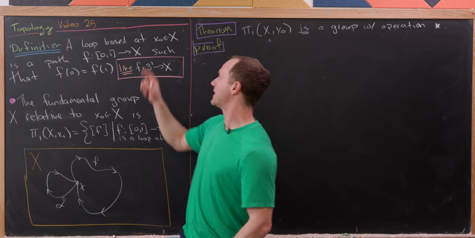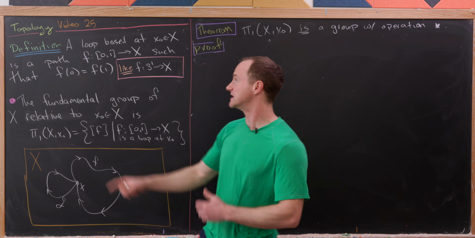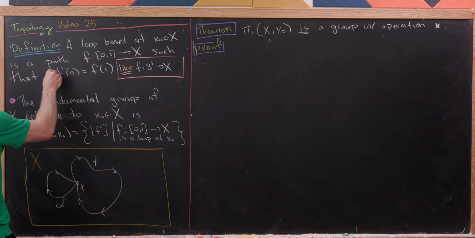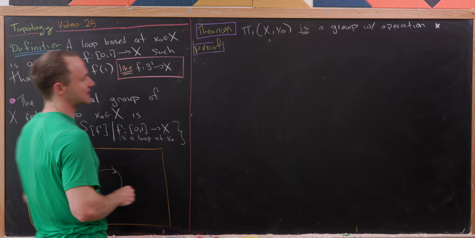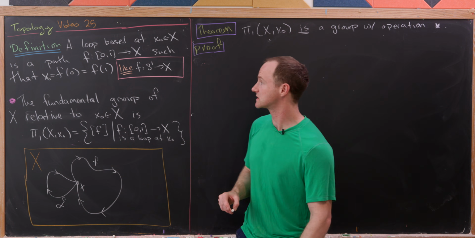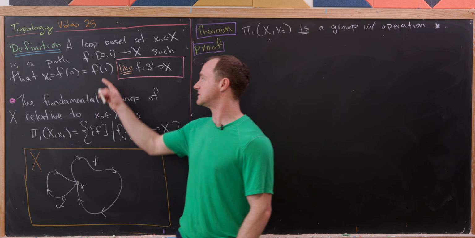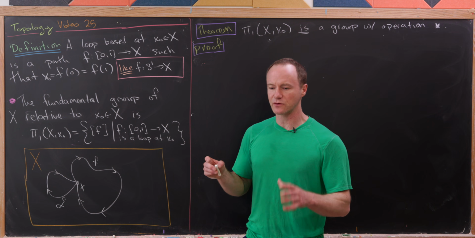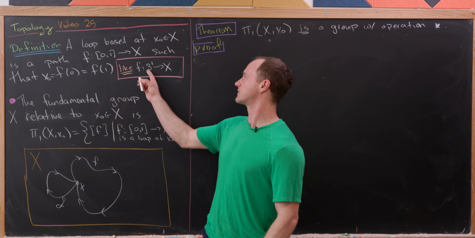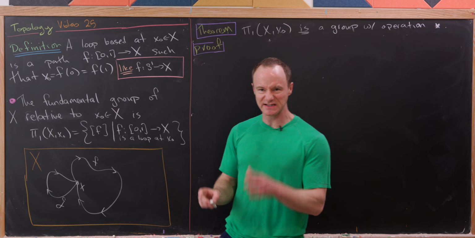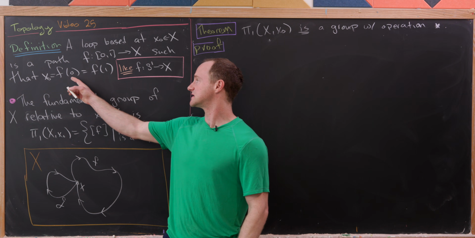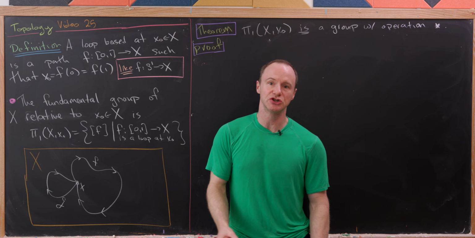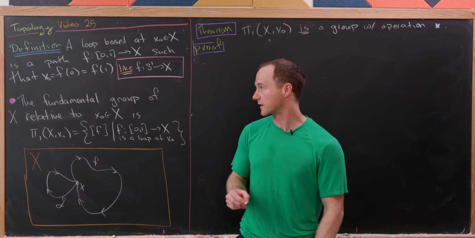A loop based at a point x naught is a path that simply begins and ends at x naught. So that means it's a continuous function from the unit interval to X, where x naught is f of 0 and it's f of 1. Now, something like this can really be thought of as a function from S1 to X, because since f of 0 is f of 1, we could glue the domain into a circle, but that's not what we're going to do here.